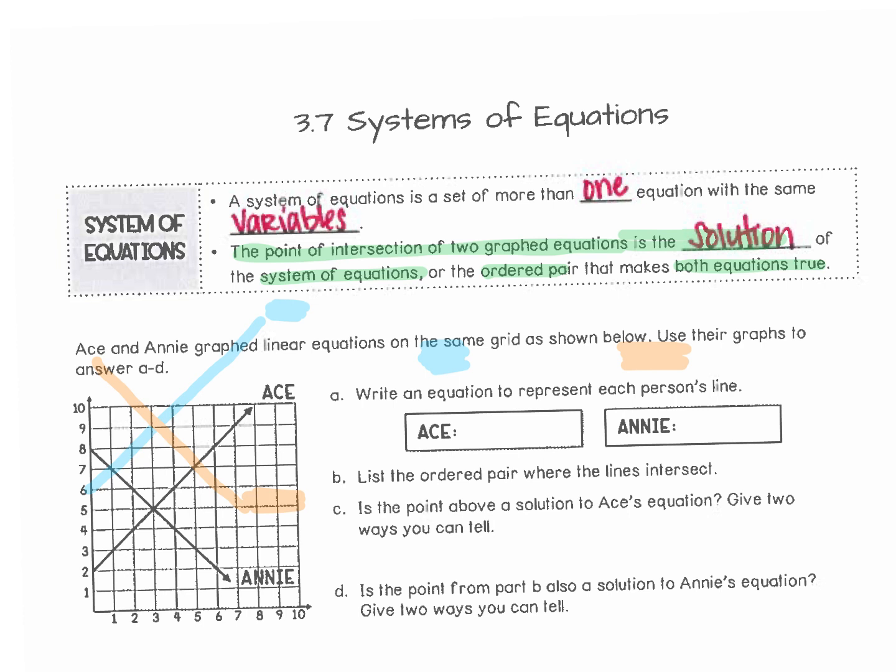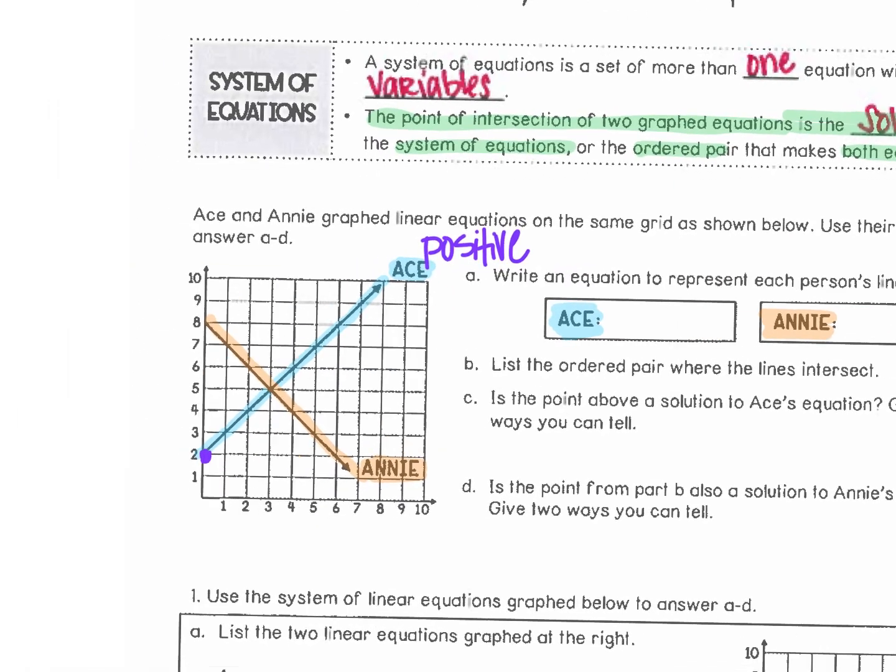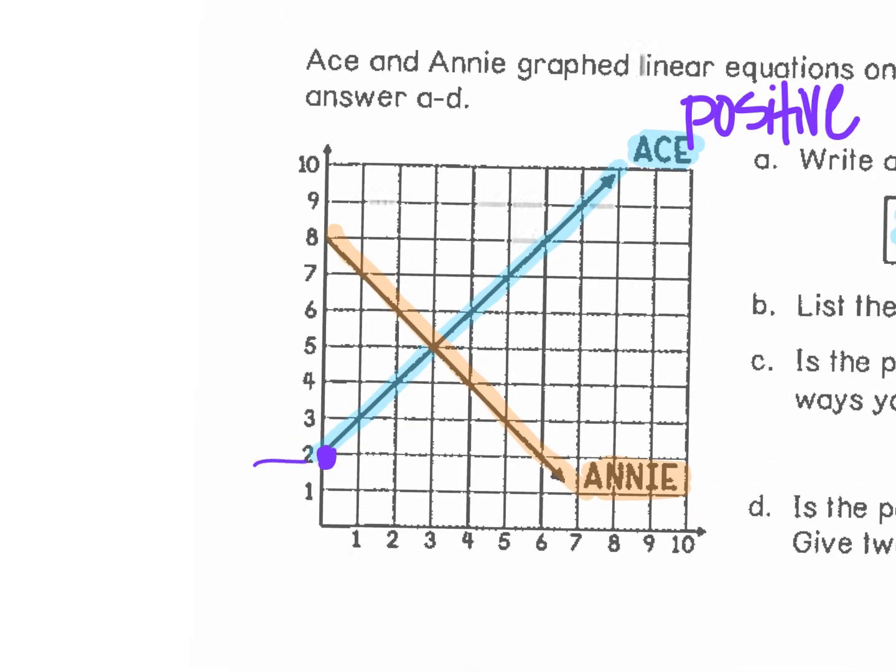Alright, so question A says write the equation to represent each person's line. So I've traced over Ace with a blue highlighter for me, got his name in blue. This line is going upward, so I know that he's going to have a positive slope. So I'm going to label that. Ace, when I get done, needs to make sure that the slope is positive. Ace starts at a 2 for the y-intercept. So I'm going to label that and scoot over. I'm just going to say y-int.